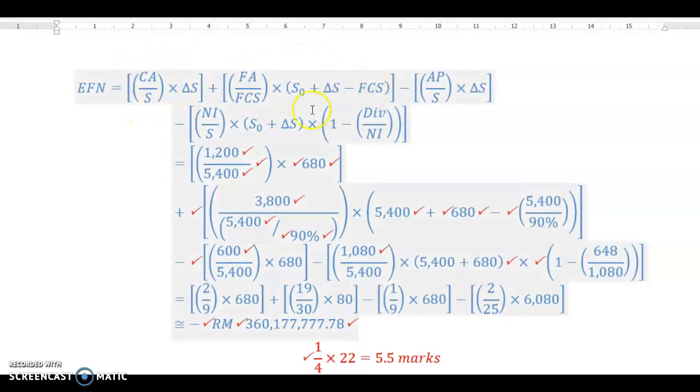Now the second element here, there are 4 elements. If you look at this, the first is current assets increase, the second is fixed assets increase, the third is financing provided by payables, accounts payable, and the last one is financing provided by retained earnings. So there are 4 components here. We have looked at the first one. Let's look at the second one, which is about fixed assets. In order to determine how much fixed assets need to grow, we take the current fixed assets divided by the full capacity sales.